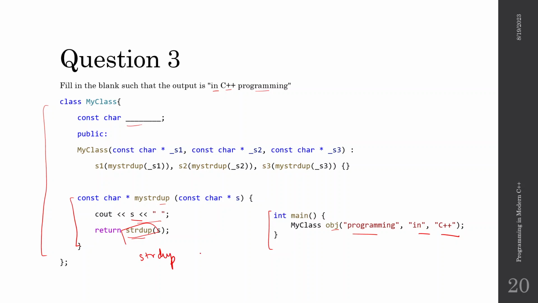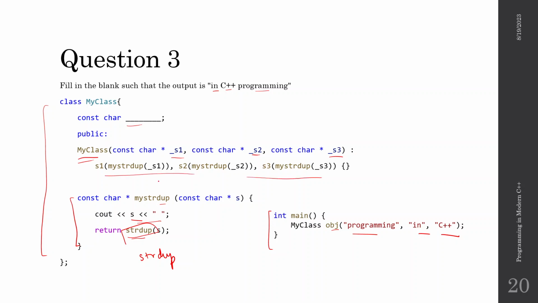This is a standard function from the C string library. It copies the string. But here what we are doing is we are printing the string before copying it. Okay. And now we come to the constructor. So this is the constructor. In the constructor we accept three strings as argument, and then we have the initializer list.